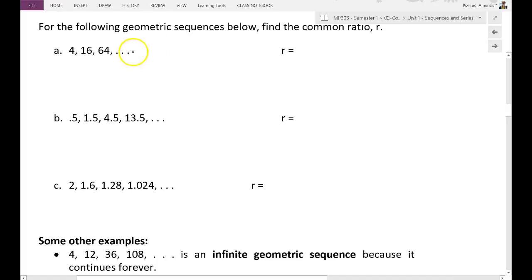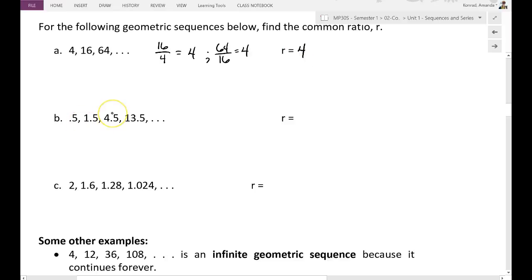So we've got potentially 16 divided by 4, which would be 4. But we can double check that this is in fact a geometric sequence. We can go 64 divided by 16, which is also 4. This means that our common ratio is 4.